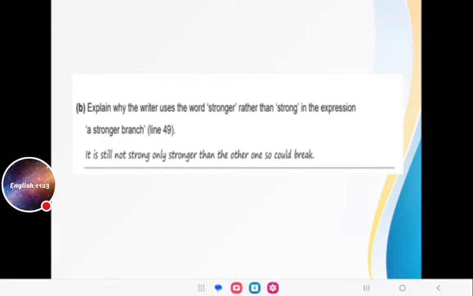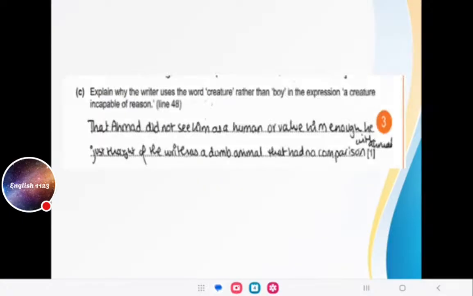That's why, if the previous branch that he was holding earlier could break, that means this branch can also break. That is also a weaker branch. But comparatively, as compared to the previous one, it is better. So that's why he's saying it is still not strong enough, only stronger than the other one, so it could break. So in these questions, you are going to pay attention to what kind of meaning one specific word is giving.